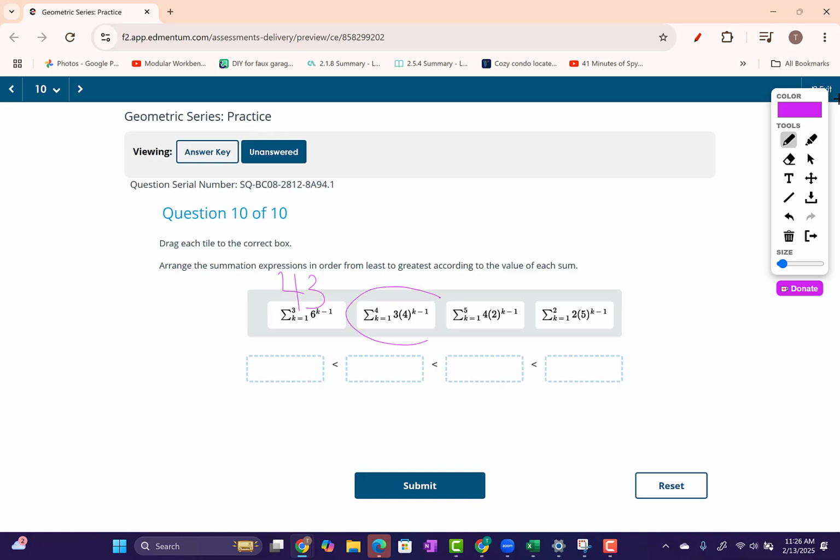All right, let's take the next one. This goes from K equals 1 to K equals 4. So we're going to substitute 1, 2, 3, and 4 in for K, and then we're going to add all those together. So start with 1, and then we're going to substitute 2 in for K, then 3 in for K, and we'll stop at 4 for K. And then just do the math.